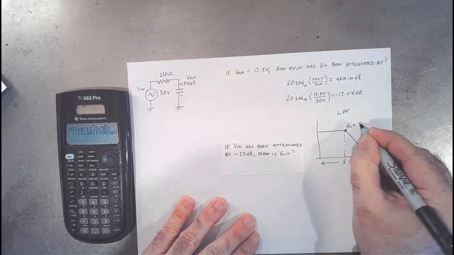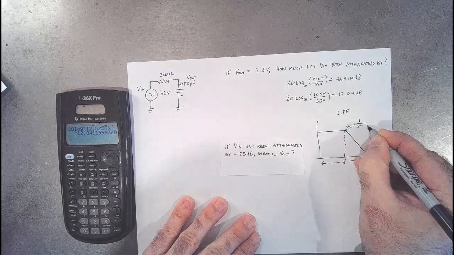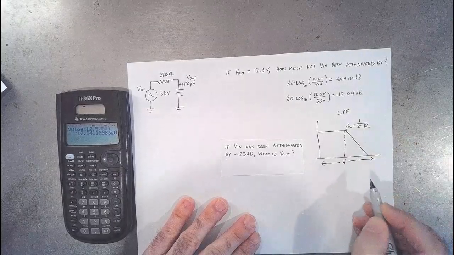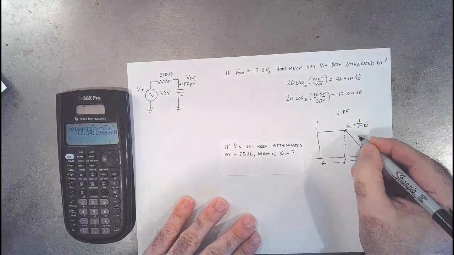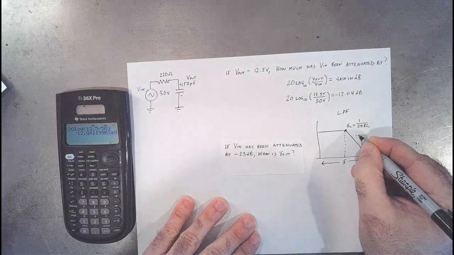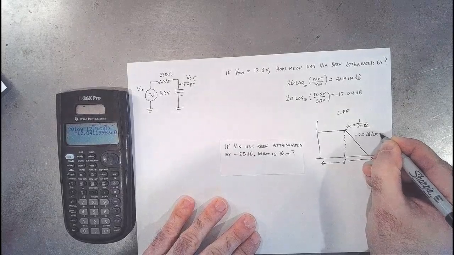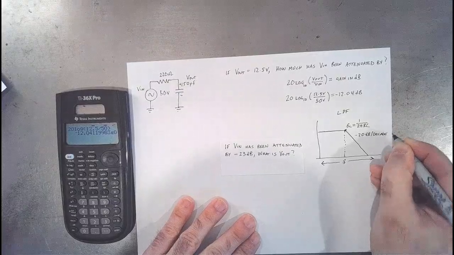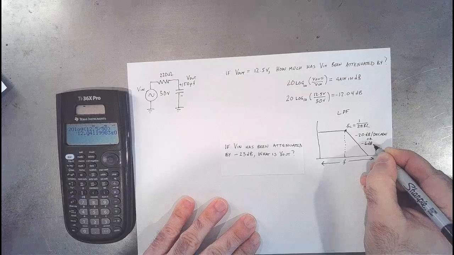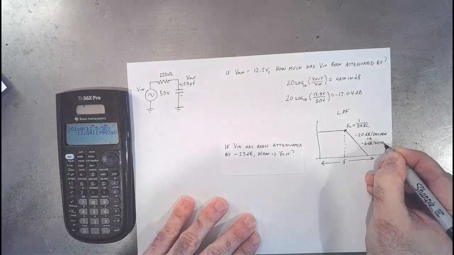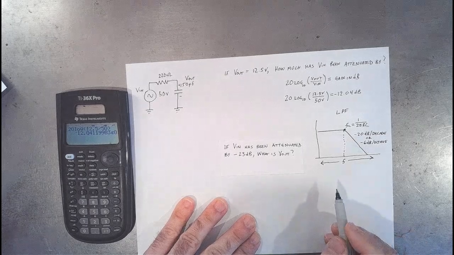So the critical frequency is going to be 1 over 2 pi RC in this case. And we know the slope of this line as well. It is minus 20 dB per decade, or minus 6 dB per octave. So that's the slope of this line right here for a first order filter.